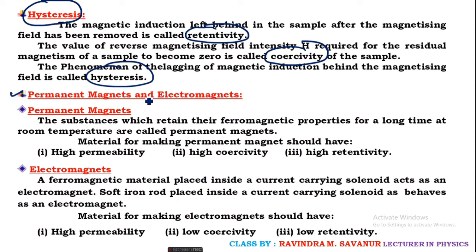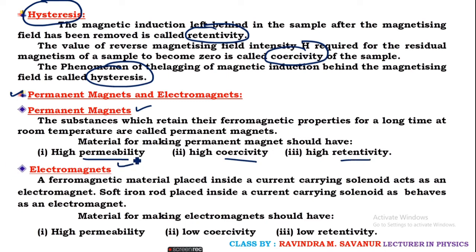Permanent magnets and electromagnets. Permanent magnets are substances which retain their ferromagnetic material properties for a long time at room temperature, and those are called permanent. For those, high permeability, high coercivity and high retentivity should be there.